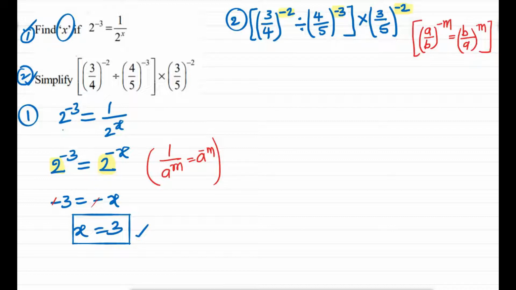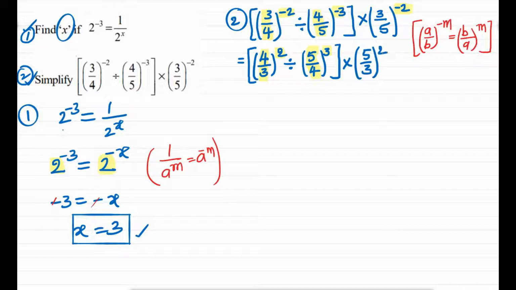Let us solve this. Using the law, this can be written as 4 by 3 whole to the power of 2 divided by 5 by 4 whole to the power of 3. What happened here is the fraction is reversed. This 3 by 4 has become 4 by 3, 4 by 5 became 5 by 4, and we got positive powers. The same thing I continue over here into 5 by 3 whole to the power of 2.